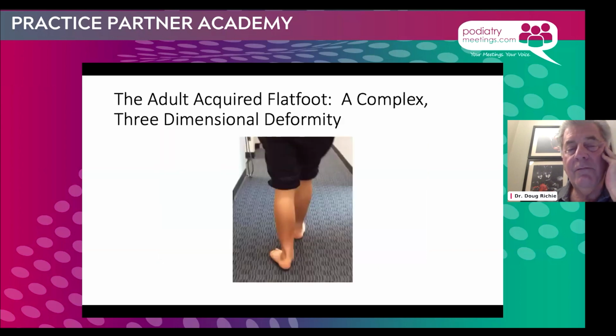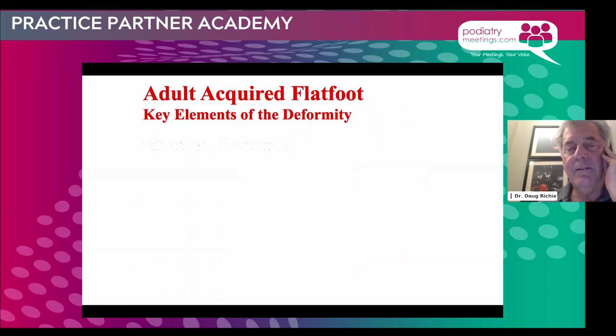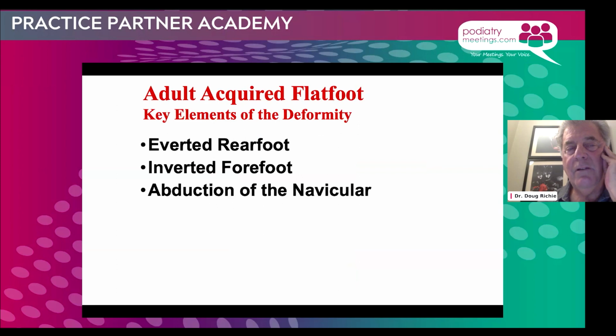So just in closing, the adult acquired flat foot deformity is a classic demonstration of an untwisted foot plate. It has an everted rear foot and an inverted or supinated forefoot. We have to correct that, as well as the transverse plane abduction of not only the navicular but the entire forefoot on the rear foot. This is coupled with internal rotation of the tibia and the talus.